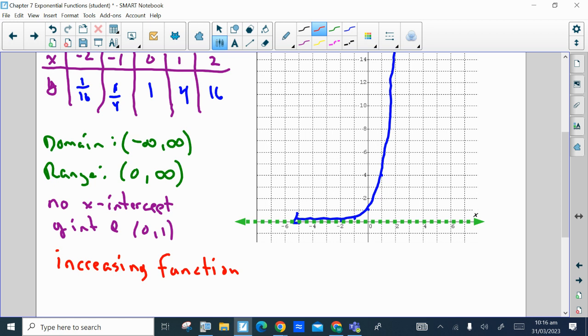All right, and this is an increasing function because the value of c is above 1. As you go left to right, the graph is increasing. And we do have an asymptote. We have a horizontal asymptote.